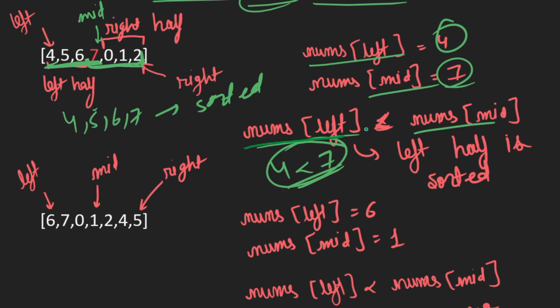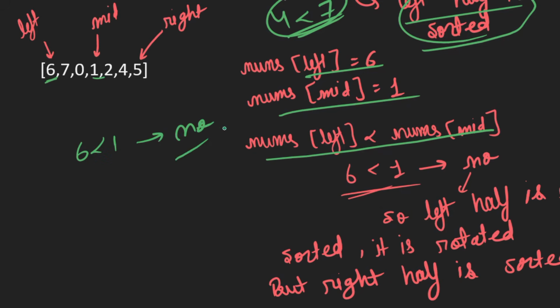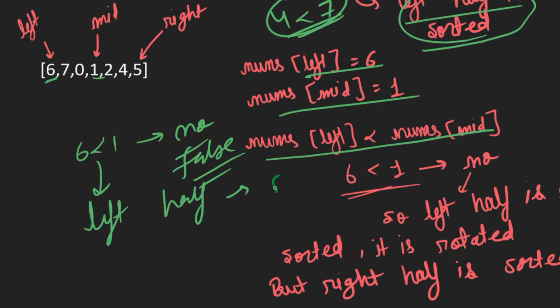So if nums of left is less than nums of mid, then that means the left half is sorted. If the left half is not sorted, let's see the next example to understand that. Here we can see at left we have 6, at mid we have 1. The condition was nums of left is less than nums of mid, that is, 6 is less than 1. No, this condition is false. That means our left half is not sorted, right?